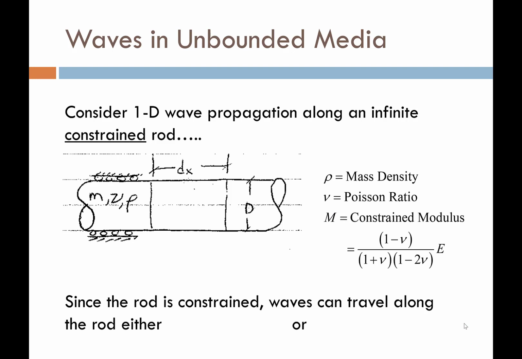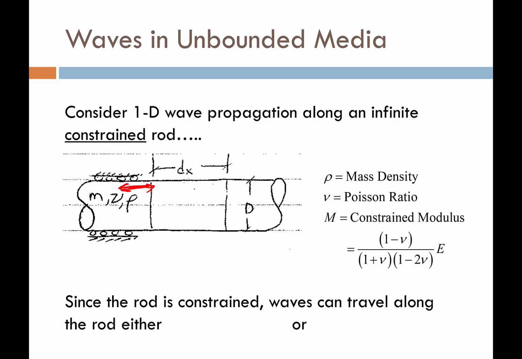In introducing this topic, let's imagine that we have just a metal rod and it's infinitely long. You can see here I have these cut ends, and that just implies that the rod goes on forever in both directions. Also, the rod is completely surrounded and confined by these rollers. What that means is that the rod is free to move within those rollers.